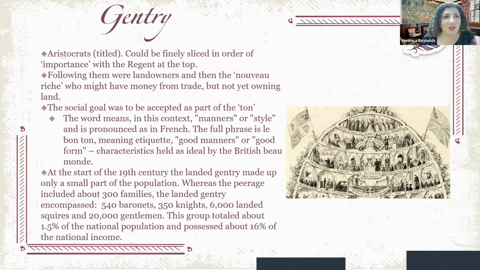So at the start of the 19th century, the landed gentry were a very small part of the population. The peerage includes about 300 families, that's people with titles, and then the landed gentry is 540 baronets, 350 knights, 6,000 landed squires, and 20,000 gentlemen. This group is only 1.5% of the national population, and they possess about 16% of the national income. So this is our 1%ers that we might talk about now. And I would say if we were going by amount of novels written about dukes, they all have about 6 novels each written about them, at least.